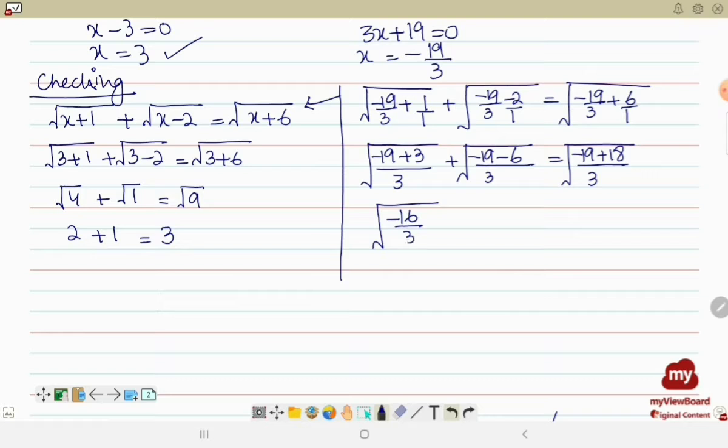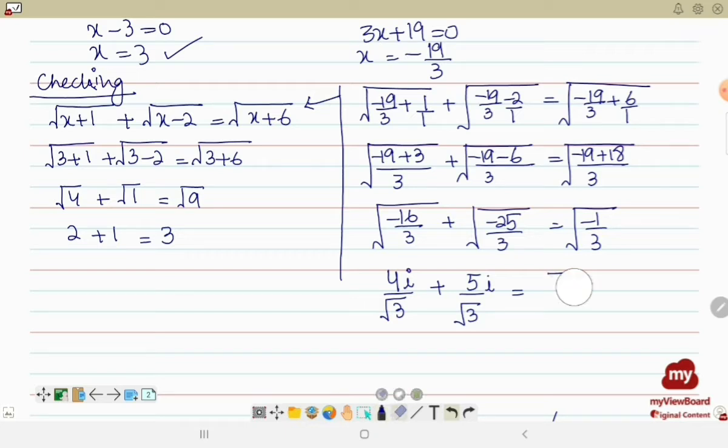Minus 16 by 3 plus minus 25 by 3, and here again we're having minus 1 by 3. Let's open up the square root. Square root of 16 will be 4, and square root of minus 1 will be iota. Divide by 3. And here again square root of 25 will be 5. Square root of minus 1 is written as iota. 5 iota by 3. And from the right hand side, square root of minus 1 is again iota, and 1 iota over 3, square root of 3.